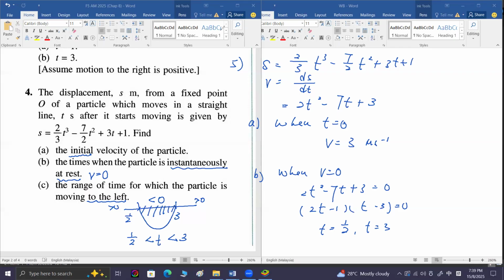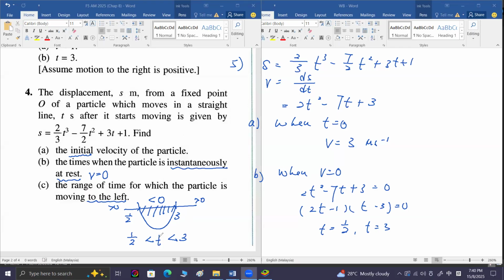Can you understand? Chia, what do you mean? Oh, okay, yeah. We don't put the equal sign here because the question didn't mention it. Since the question didn't mention it, we just use this range only.